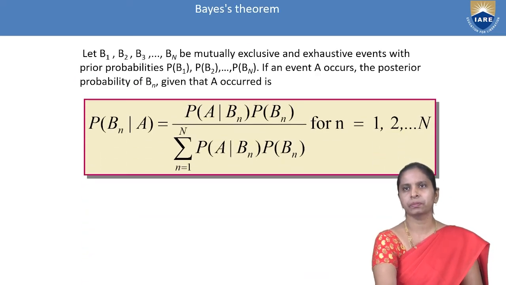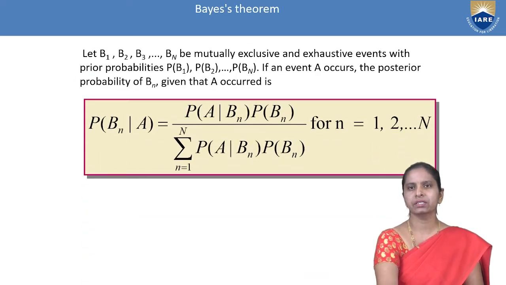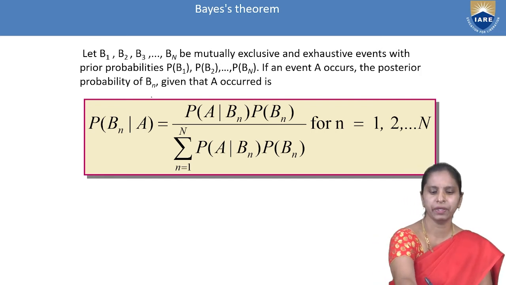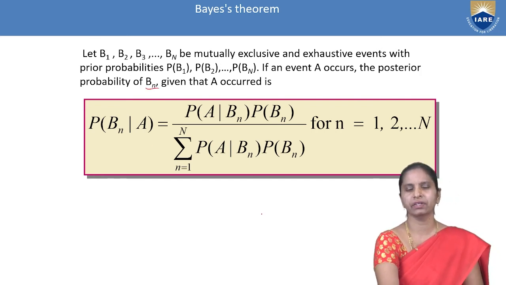And the next concept is Bayes theorem. So what is the Bayes theorem? Let B1, B2, B3 and so on up to Bn be n mutually exclusive events defined in the sample space S, and you are defining an event A in the sample space S. If you want to calculate the probability of the event Bn given the conditioning event A, then you have to use the Bayes theorem.